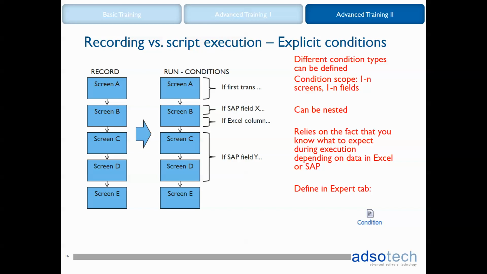Now with if conditions, we can change that behavior slightly. So we have still recorded screens A, B, C, D, E and some SAP fields within those screens. In some cases, the initial screen, screen A, might only appear if it's the first transaction that we are performing, meaning the first row of our Excel data.